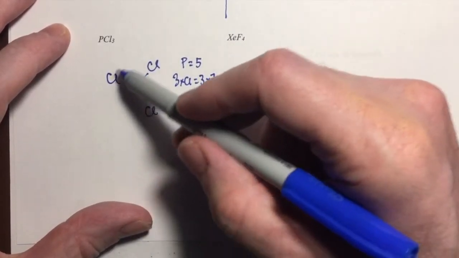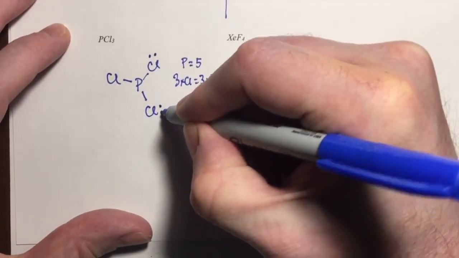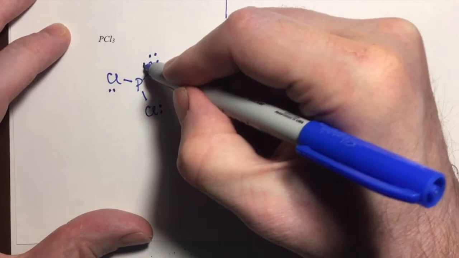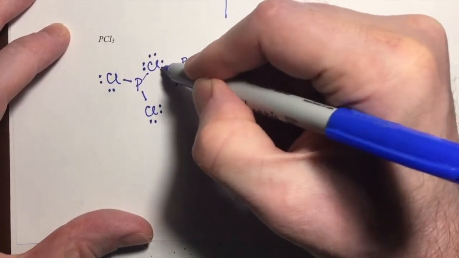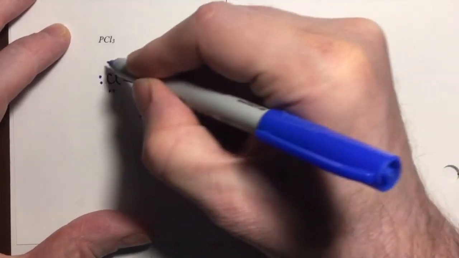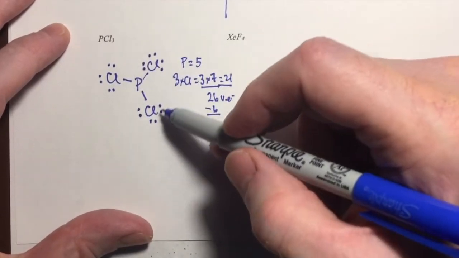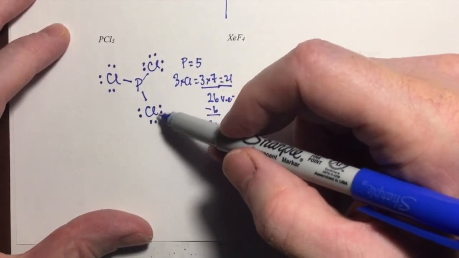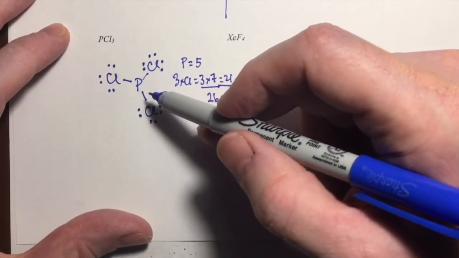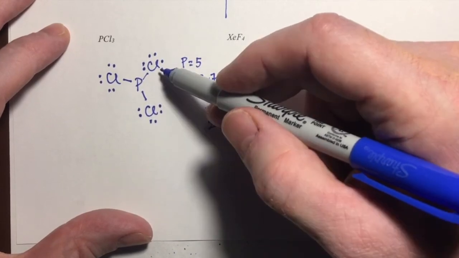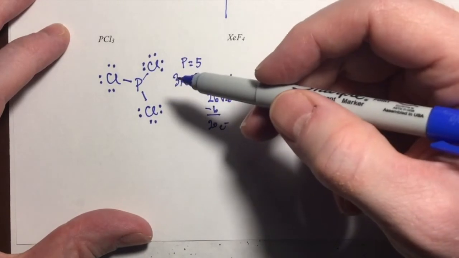I begin by putting them on the outer atoms first, evenly and in pairs. 2, 4, 6, 8, 10, 12, 14, 16, 18. I cannot put any more on the outer atoms. Outer atoms can never exceed 8. Remember, it's only when certain atoms are acting as central atoms then they can exceed their octet. But these chlorines right now, since they're acting as outer or terminal atoms, they cannot exceed 8.